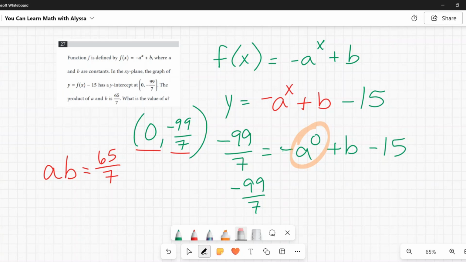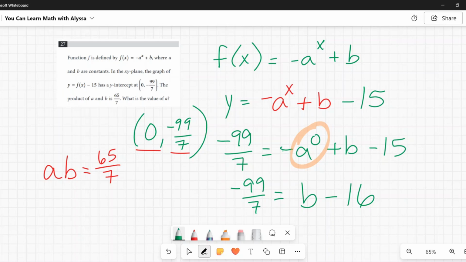When the a is gone, I can clean up the leftover work from the last problem over there. There we go. When we have that -1 plus b minus 15, now I have -1 and -15. I can combine those. So I just have b minus 16. Isn't that nice? b minus 16 is equal to -99/7. So, what a fraction.